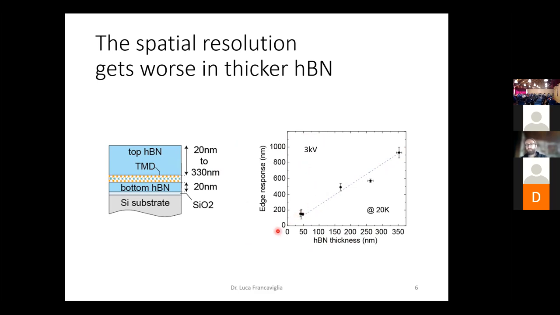So this graph is already very useful if you want to do mapping of the optical response of some HBN encapsulated TMD, because you realize that for any increase of HBN thickness, you have a worsening of the spatial resolution, using the edge response as your metric for spatial resolution. On top of that, it would be useful to understand why this happens. So let's have a look at the mechanism of generation of this edge response.